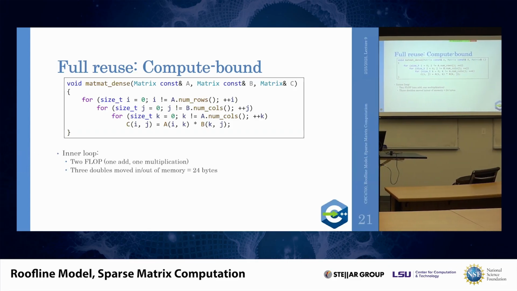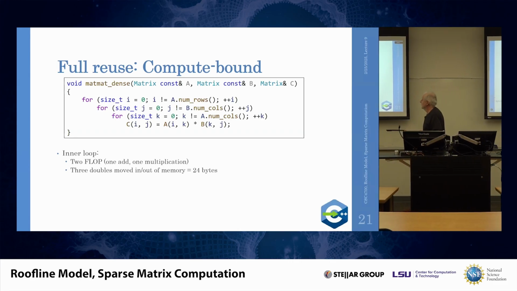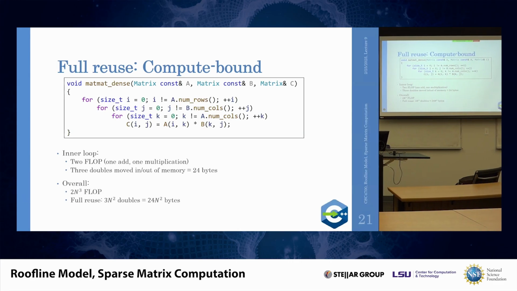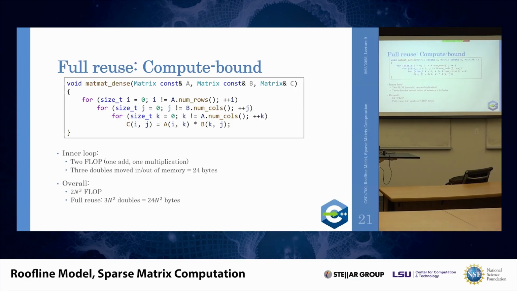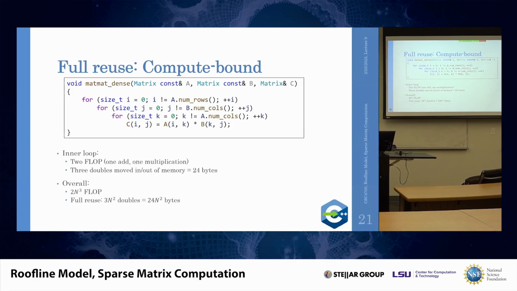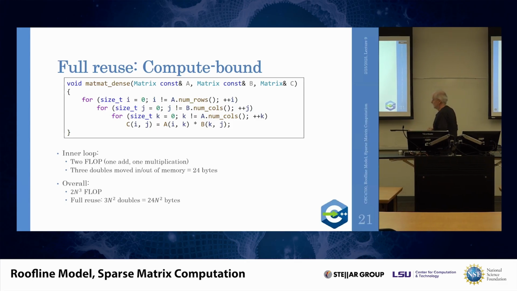And again, the inner loop has two flops, two floating point operations. We still move 24 bytes. But we have to load each element of the matrix only once, because we load it, then it's close to the core, and all subsequent iterations over that algorithm can use things that are very close, because we assume that we can reuse the matrices completely.